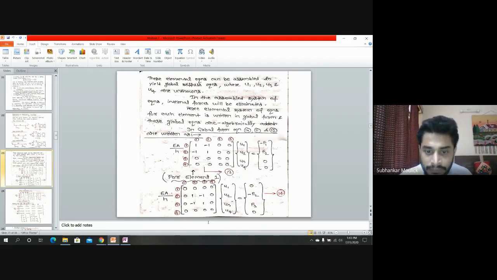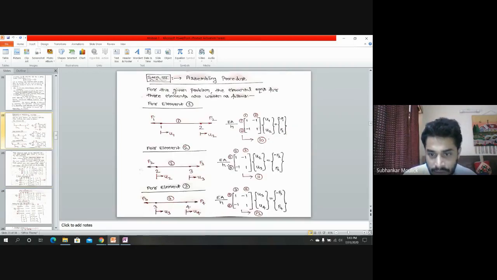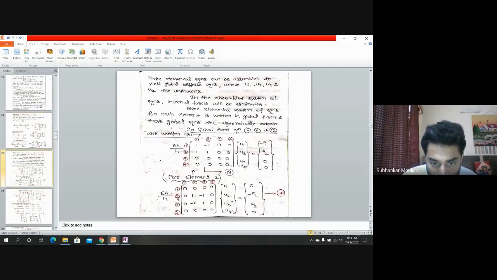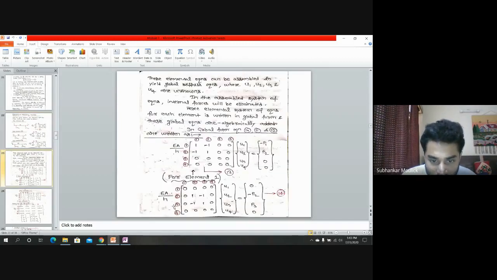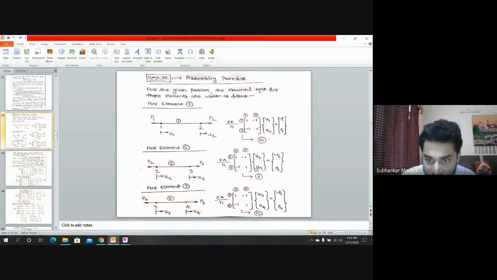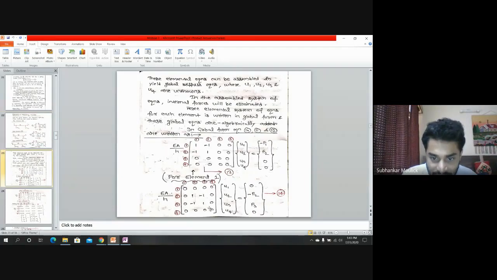Is it clear? ये देखो, 2, 2 is 1. See? 2, 2 is 1. 2, 3, minus 1. So 2 and 3, see, minus 1. Next is 3, 2, minus 1. So this is my 3, this is my 2, minus 1. And 3, 3 is 1. So 3, 3 is 1. Remaining everything will be 0, into U1, U2, U3, U4, equal to.